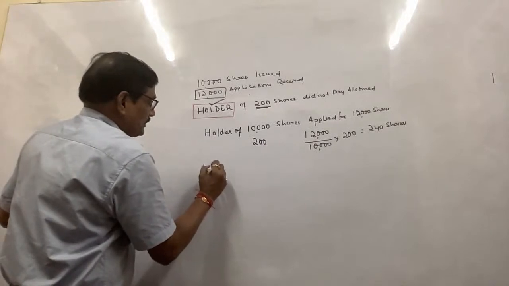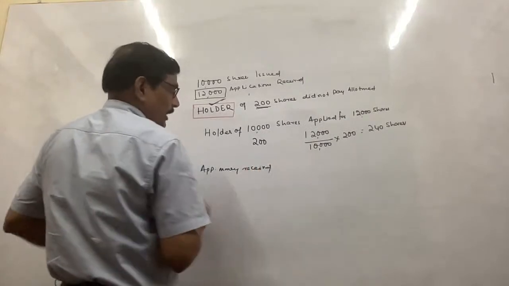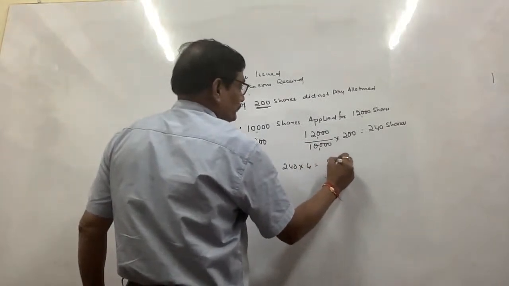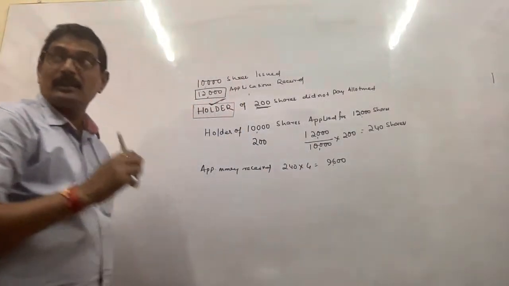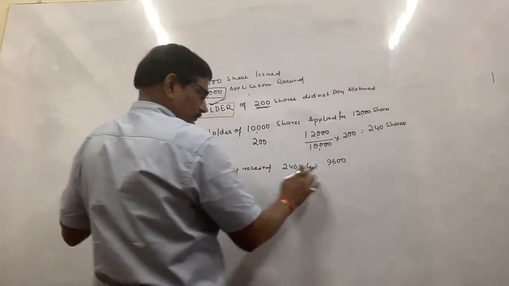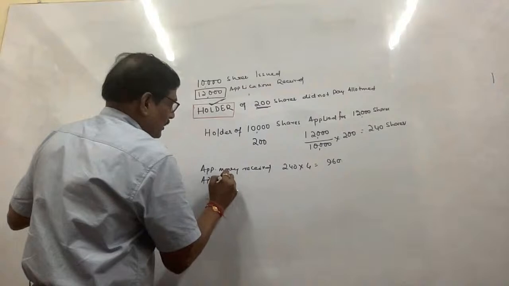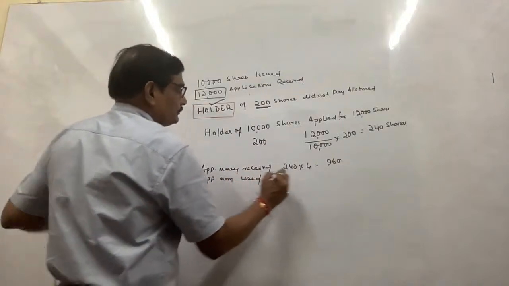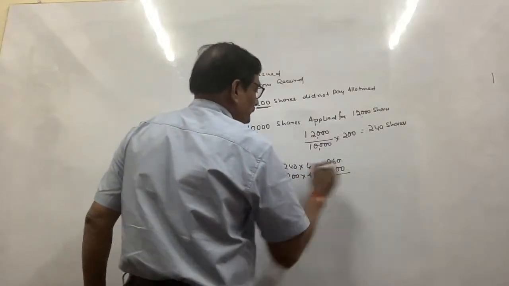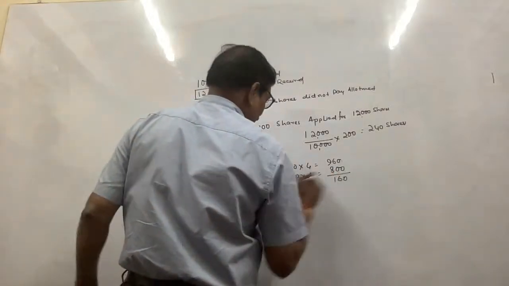Now the application money received will be how much? 240 into 4. The same questions, continuing questions, previous one. 240 into 4, 960. Application money used, 200 into 4, 800. Surplus is 160.